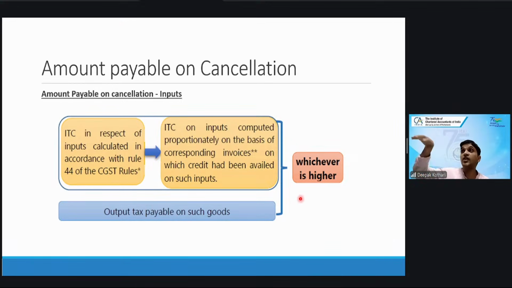Not always that you will have old stock and you will pay less tax, but you have claimed a high amount of ITC. So you have to do a comparison. What is your ITC that you have taken, and what is the tax payable? Whichever is higher is what you have to pay. So this is a very important slide.